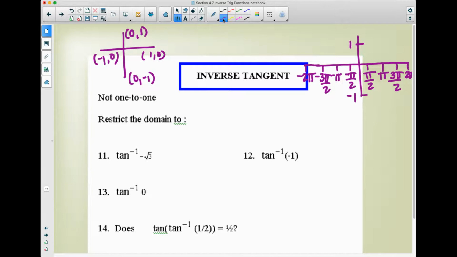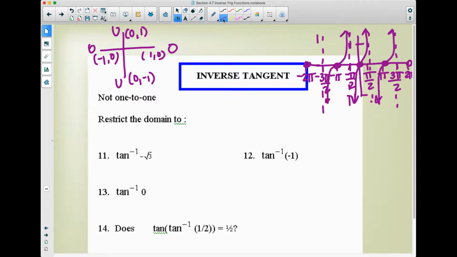So tangent is y over x, and we've got 0, undefined, 0, undefined. So we're undefined at our pi over 2's, and we're 0 everywhere in between. And remember, we look at that first quadrant, we want to make sure we're in the positives for that. Okay, so where does it look like we can restrict our domain on this one? Negative pi over 2, pi over 2. Right. So it's going to look a lot like our sine function.